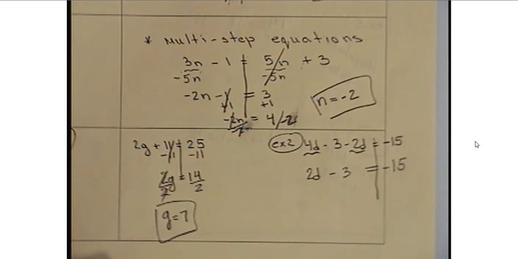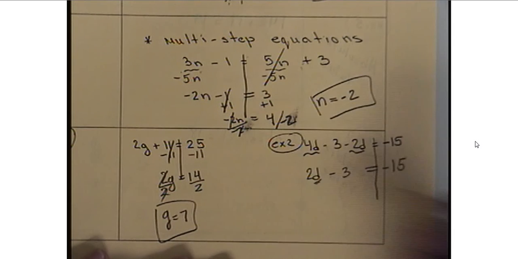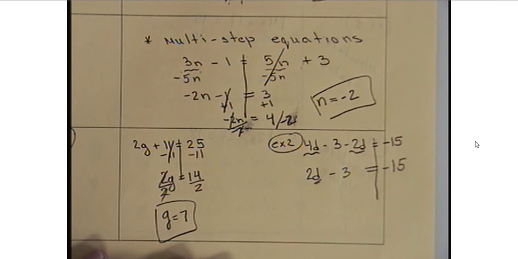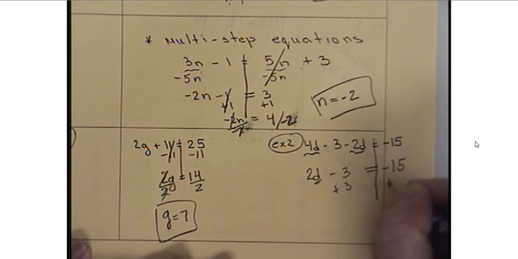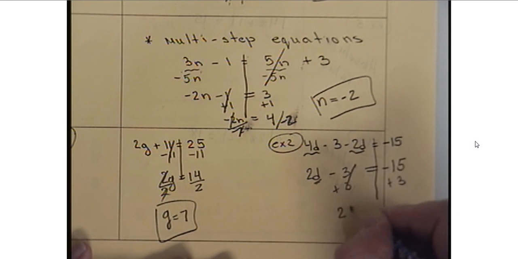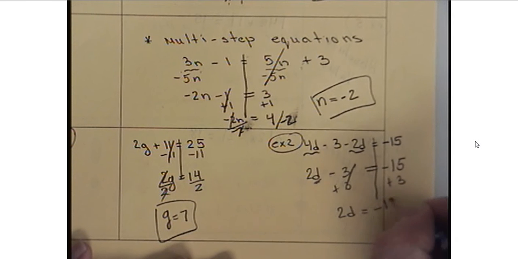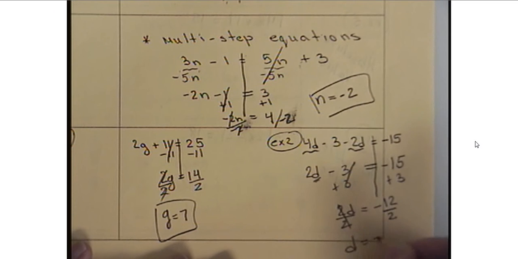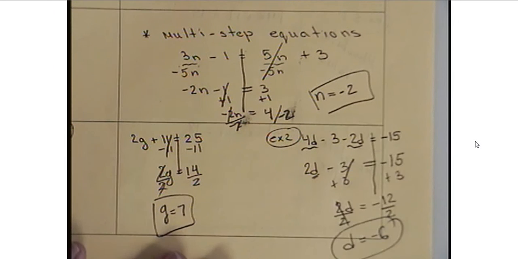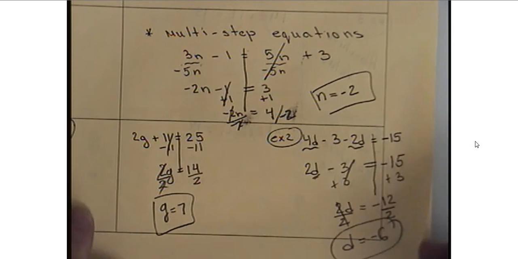We continue solving the equation for d, which means when we're solving for a variable, we save the variable. And we've got to get rid of this number over here by its opposite. So 2d will be equal to negative 12. Final step, divide by 2. So d is negative 6. Final answer for this example. Okay, I think I have a few more for you.